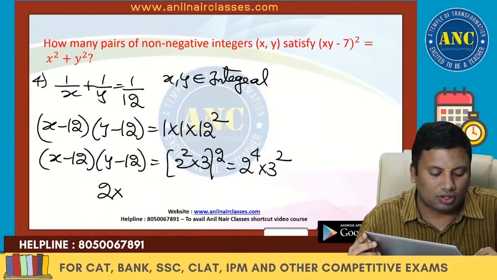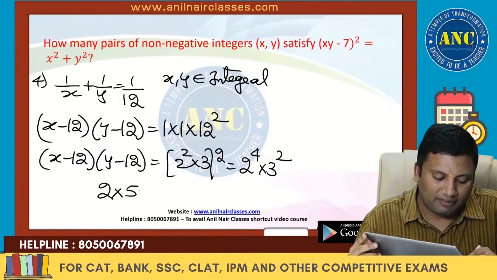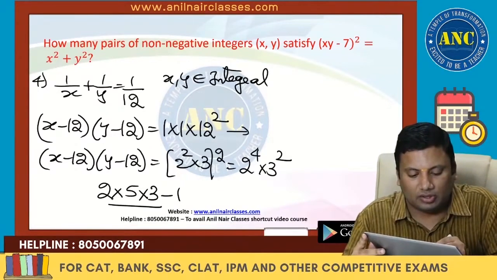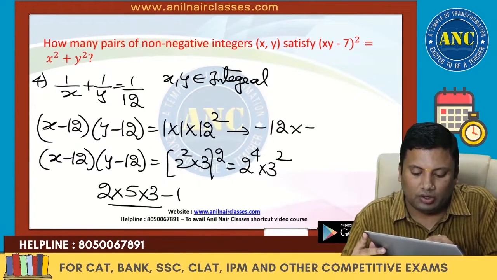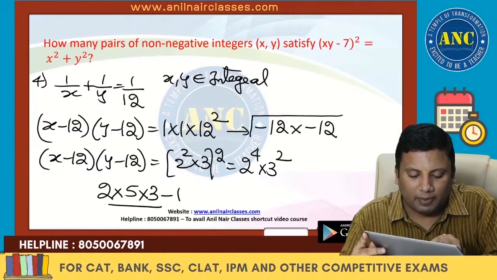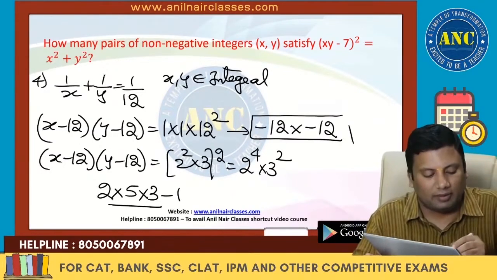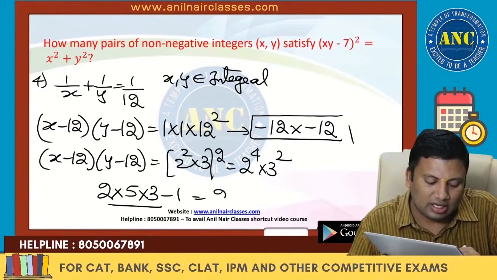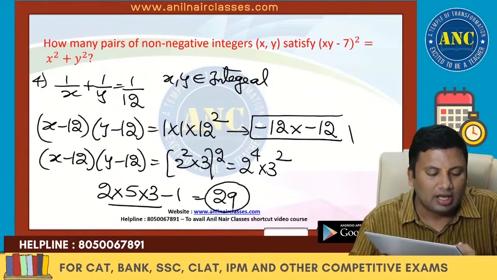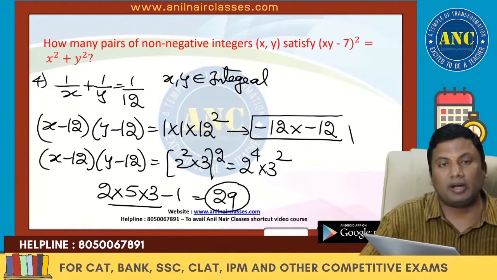Integer, right? So 2 into number of factors minus 1, minus 1 is nothing but a solution. Minus 12 into minus 12, because it's a perfect square, x and y both will be 0 at the same time. So the answer for this question is nothing but 29.